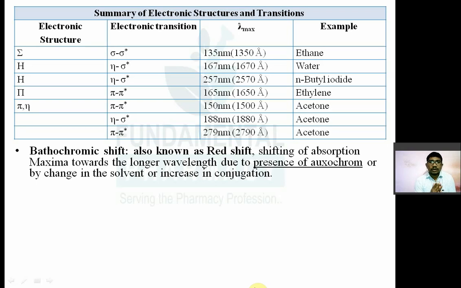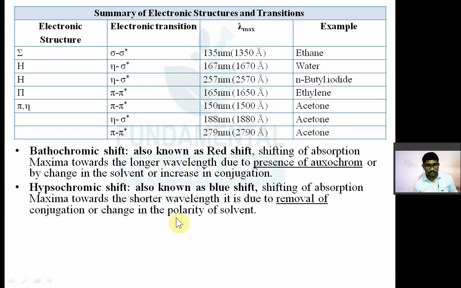That is nothing but the shifting of absorption maxima towards the longer wavelength due to presence of auxochrome, or change in the solvent or polarity of solvent, and increase in the conjugation. That is a bathochromic shift. A question comes on this. Now another shift is known as a hypsochromic shift, also known as a blue shift. The second one is the hypsochromic shift. The first is the bathochromic shift, meaning longer wavelength; hypsochromic shift means shorter wavelength.